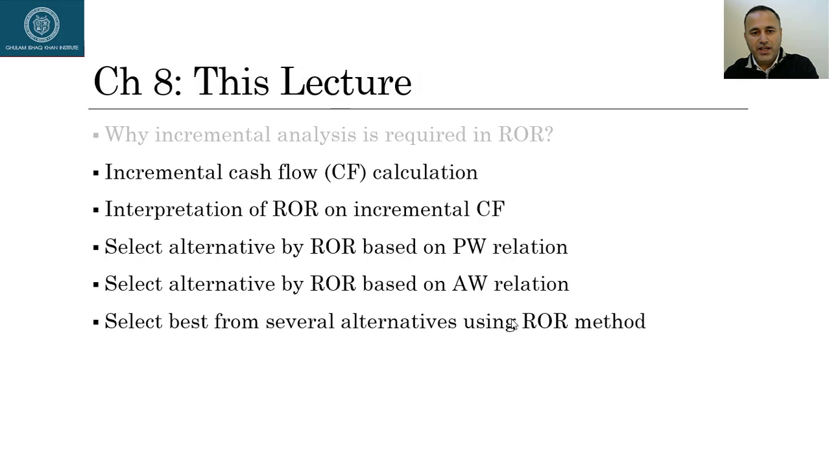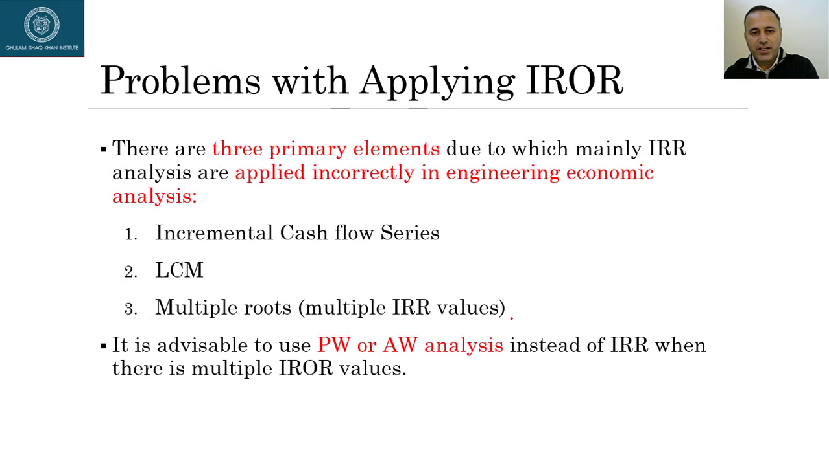Now, today we will cover, as I said, the last bits of chapter number 8. There are three primary elements due to which IRR analysis is mainly applied incorrectly in engineering economics: incremental cash flow series, the least common multiple method, and then the multiple roots or the multiple IRR values. And do not worry about these. I'll give you a numerical example and then it should be crystal clear for you.